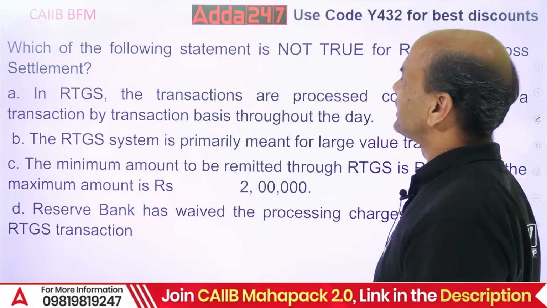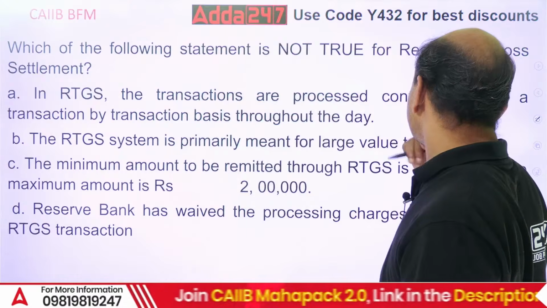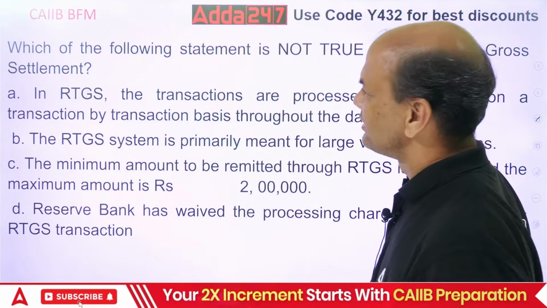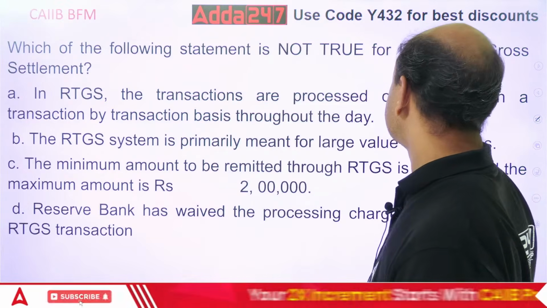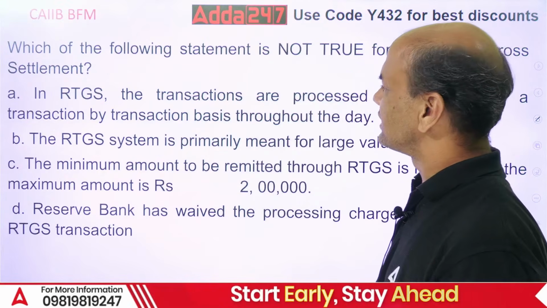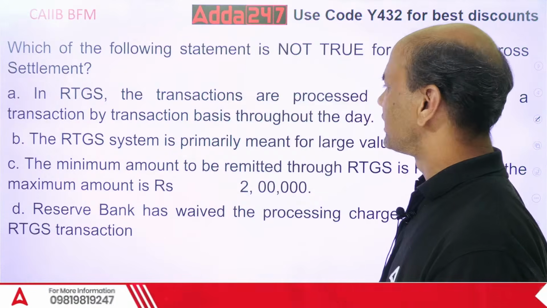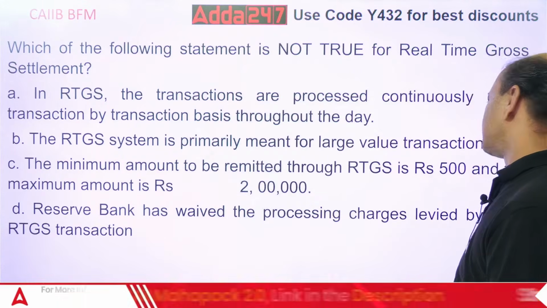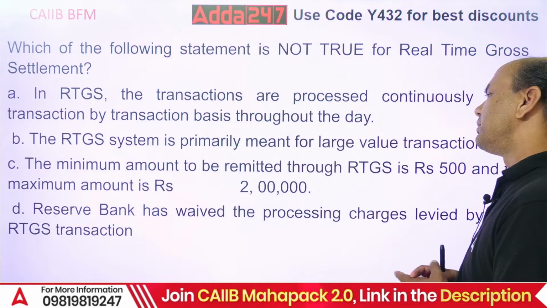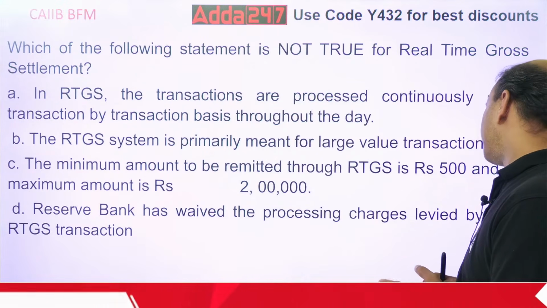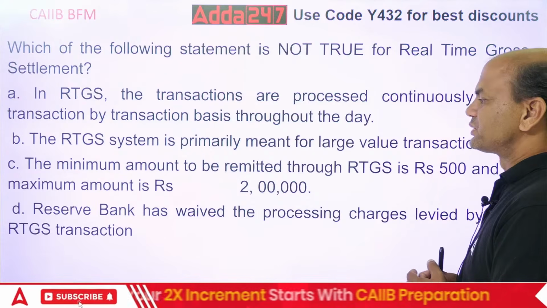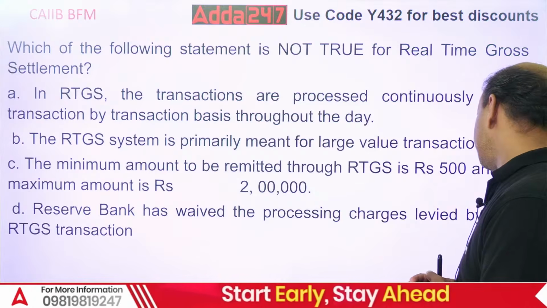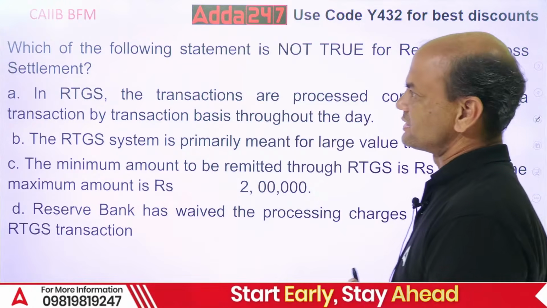Which of the following statements is not true for RTGS? Simple one, quite simple. In RTGS, transactions are processed continuously on a T by T basis throughout the day. The RTGS is primarily meant for large value transactions. The minimum amount to be remitted through RTGS is 500 and maximum is 2 lakh. And RBI has waived the processing charges levied by it for the transactions.